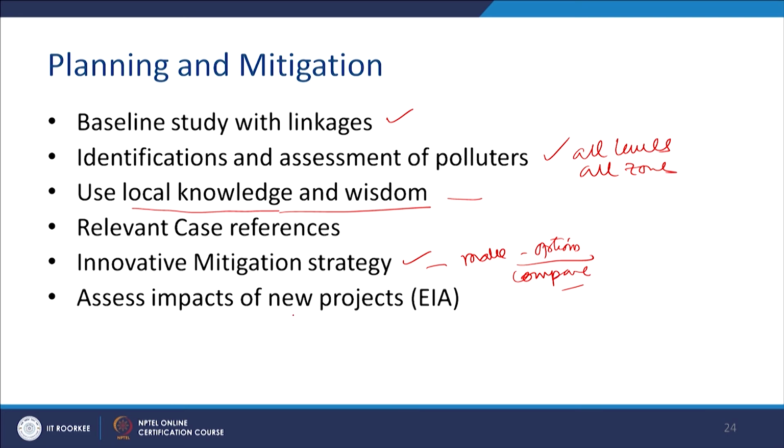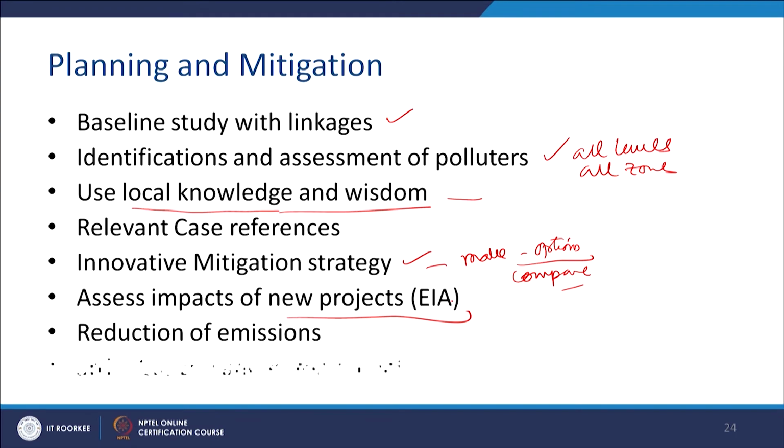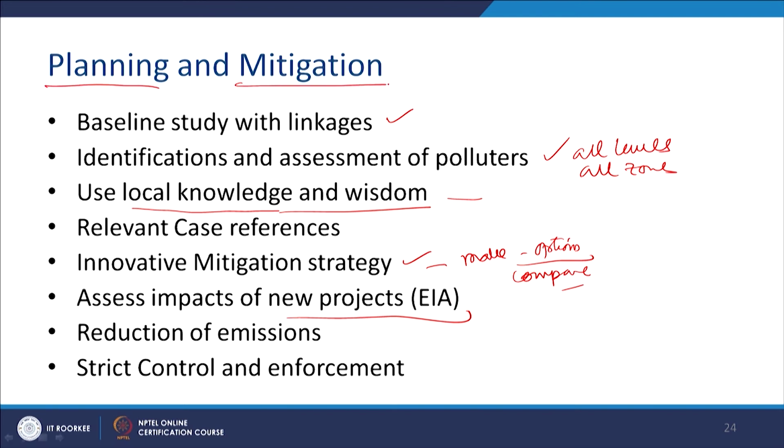Then assess impacts of new projects. Sometimes when you make new projects or new development, we have to assess the impacts. It can be a standalone project in one particular site or premises. It can be a large development of infrastructure, whatever it is. For the new project, we have to make the environmental impact assessment, and based on that assessment we have to take some mitigation measures, and we have adequate rules and regulations to ensure the impact assessment. Reduction of emissions, I have talked about this before, and strict control and enforcement are also there. So, here some amount of planning and mitigation both are relevant.